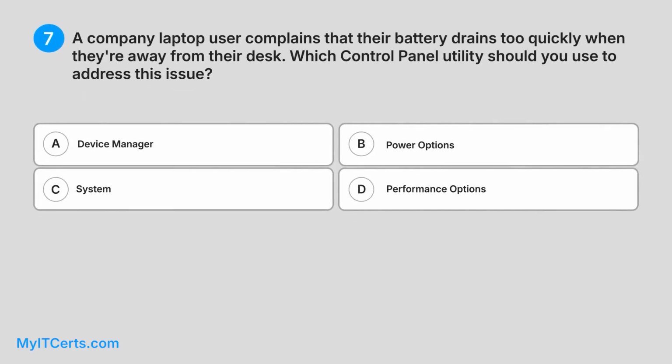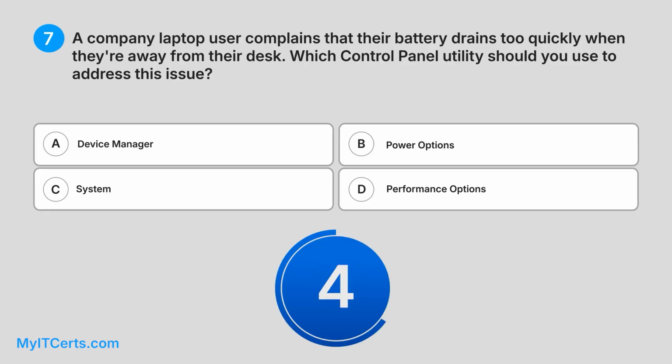7. A company laptop user complains that their battery drains too quickly when they're away from their desk. Which control panel utility should you use to address this issue? A. Device Manager. B. Power Options. C. System. D. Performance Options. What do you think is the answer?